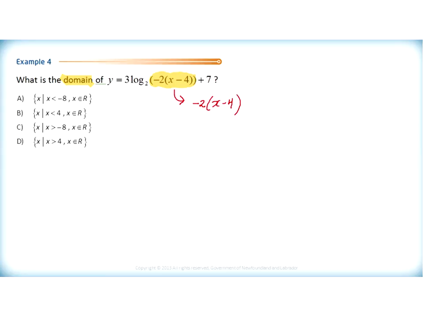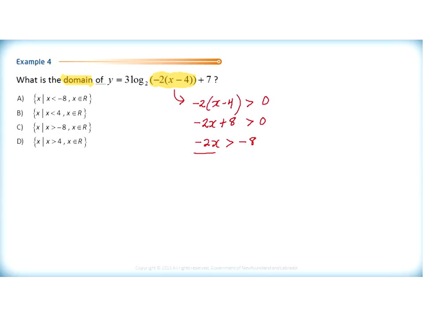It is important to remember that you cannot take the log of 0 or the log of a negative number. Therefore, negative 2 times x minus 4 must be greater than 0. So if you distribute the negative 2, you have negative 2x plus 8 is greater than 0. Negative 2x is greater than negative 8.